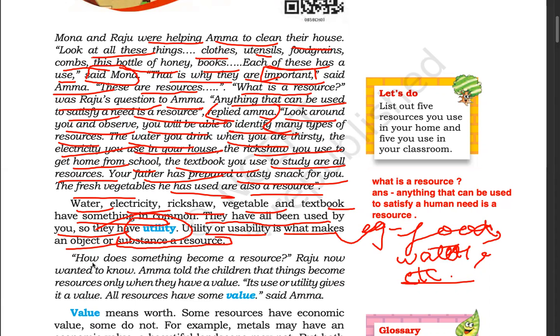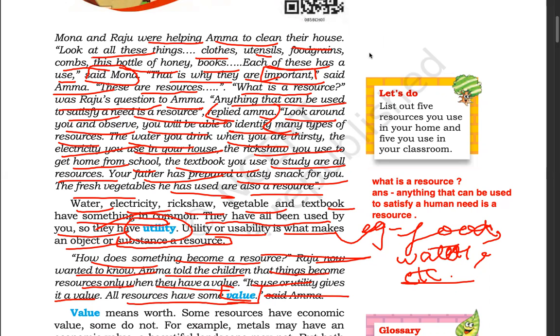Okay, how does something become a resource? Raju now wanted to know. Amma told the children that things become resources only when they have a value, its use or utility. Utility gives it a value. All resources have a value.